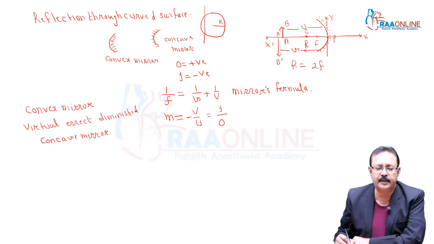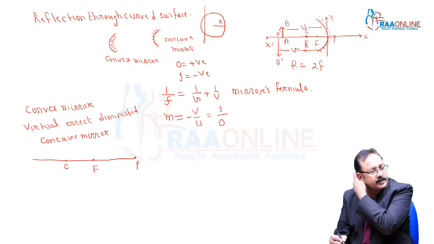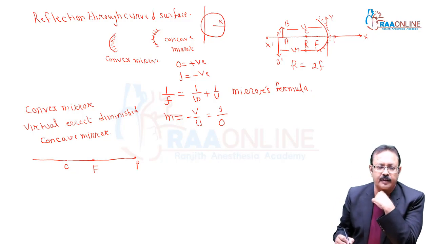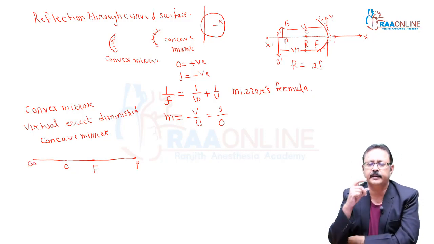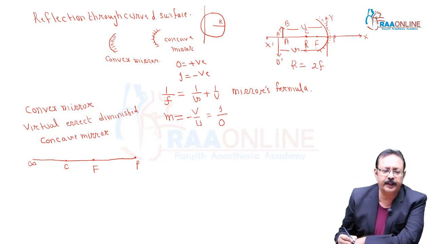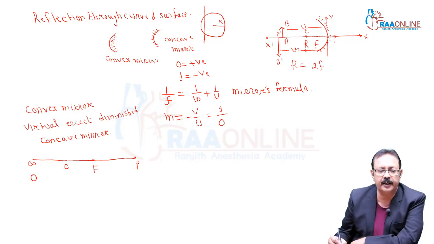Now, on the principal axis, there are these main points: pole, after the pole the focal point, after that the center of curvature, the point at R distance from the pole. R means radius of curvature. After that plus infinity is there. So if the object position is at infinity, you will get its image at focus.